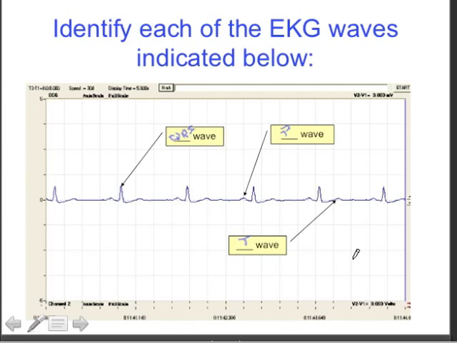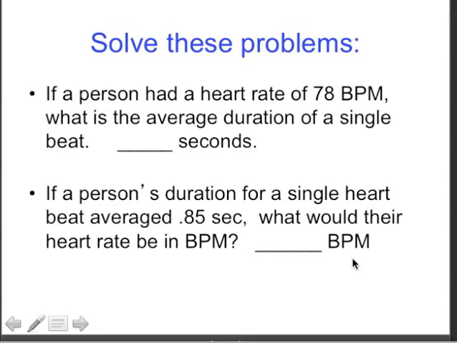of a typical EKG. If a person had a heart rate of 78 beats per minute, what is the average duration of a single beat? Okay, and so what we have to do here is we have to do a little math. All right, so let's do that. And again, I would encourage you to write these calculations out because partial credit will be possible.